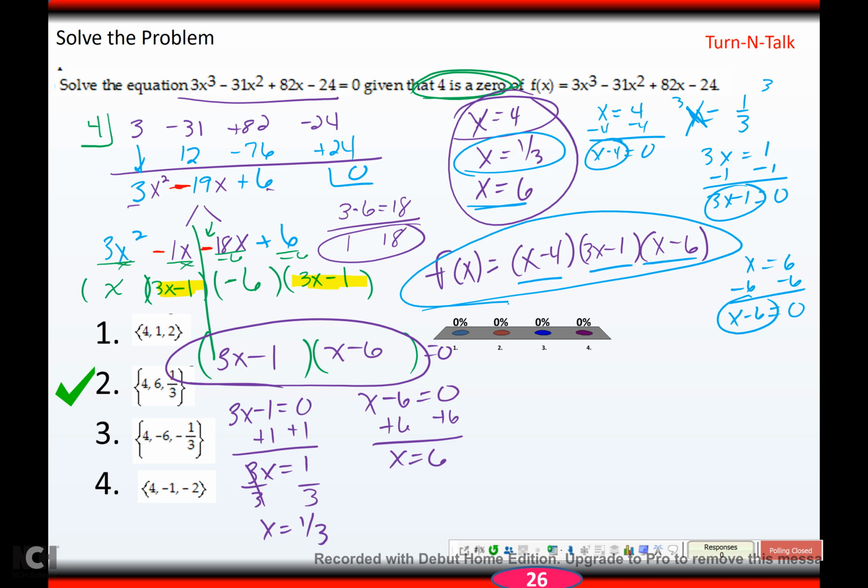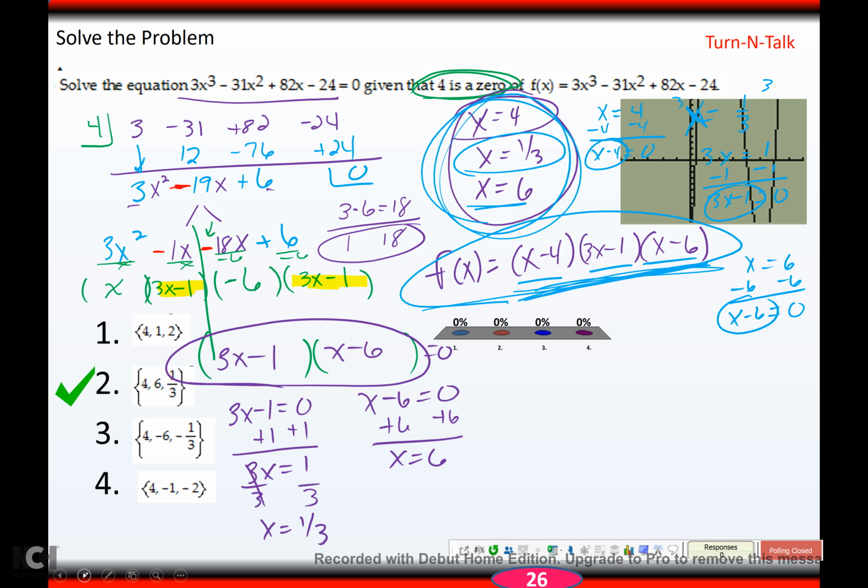Again, be careful what you're asked for. If they ask for zeros, you're looking for this. If they ask for factorization, they're looking for that. Okay? Alright, and if I look at the graph, there is my 6, there is my 4, and there's my 1/3.